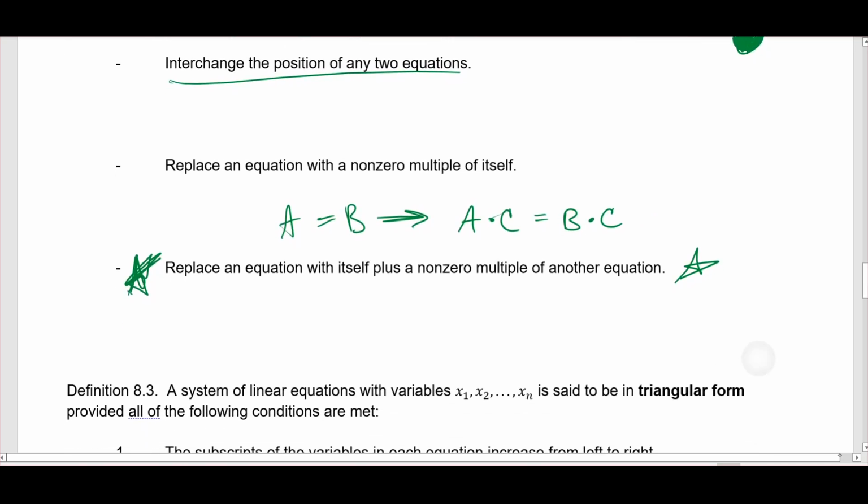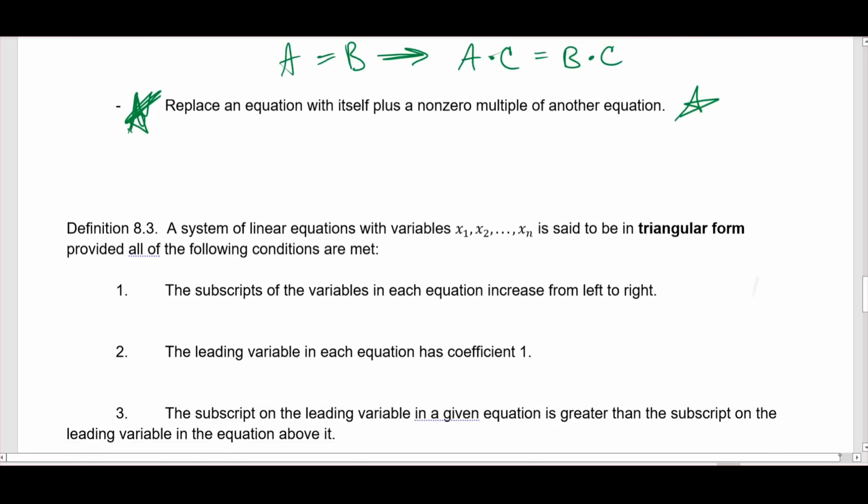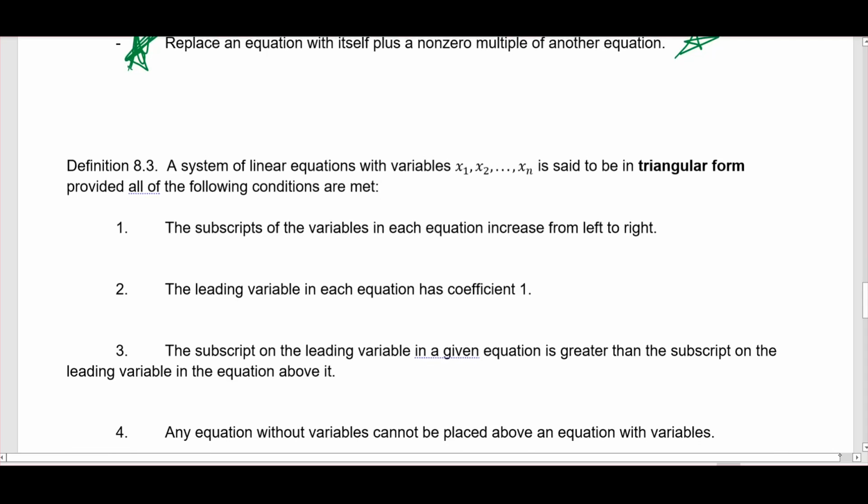Here we have the triangular form definition. Pretty much all the homework problems are going to have you put the systems in triangular form. So this is what triangular form means. The subscripts of the variables in each equation increase from left to right, or they're in alphabetical order. That's what we're going to see most often, alphabetical order.